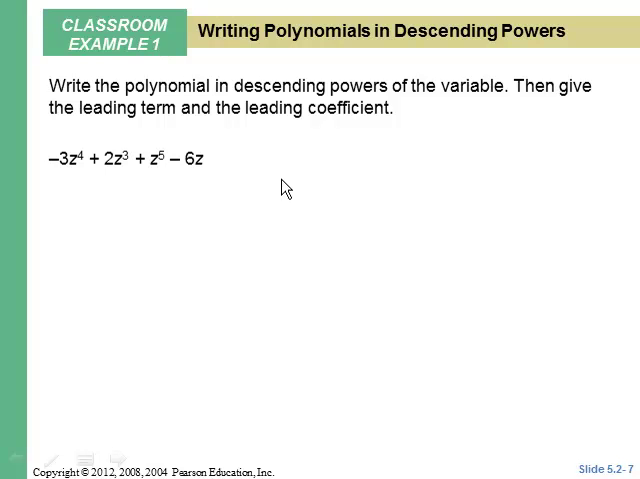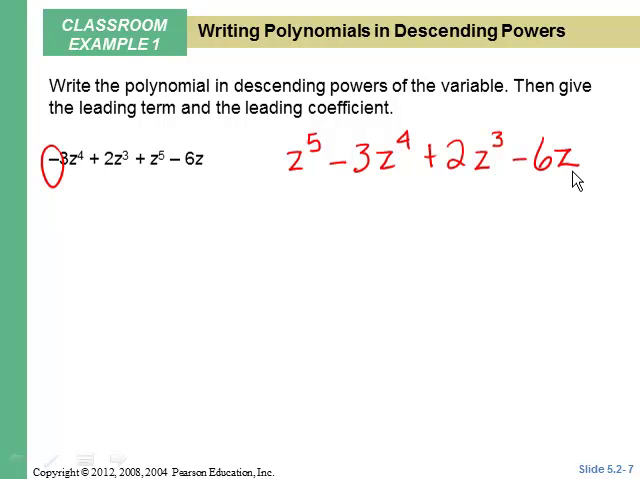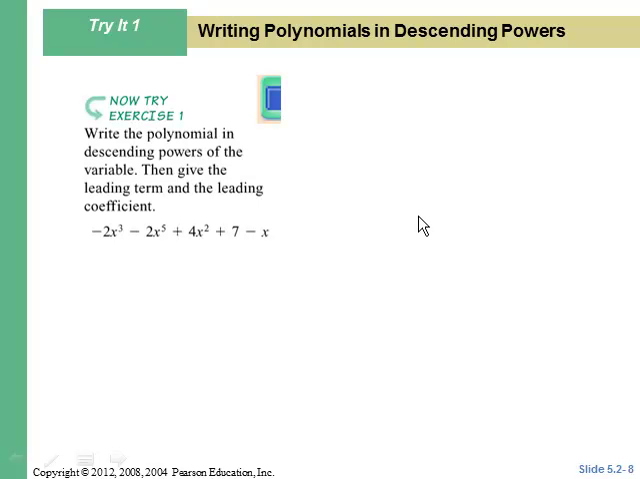So let's write this polynomial in descending powers. z to the 5th is the highest power, minus 3z to the 4th. I had to put the negative sign in there because that term has a negative sign. Plus 2z cubed minus 6z. Then it's in descending power. You do this one.